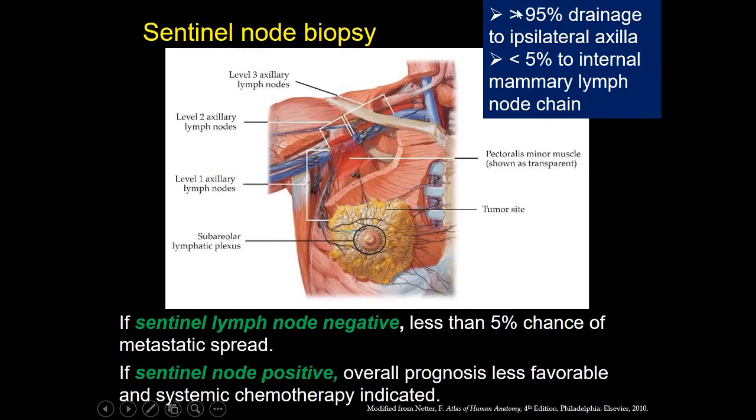And the reason we can do it is, again, remember that the lymphatics drain to the subareolar plexus, which greater than 95% of that drainage goes to the axilla. The reason the sentinel lymph node biopsy will work is that if a node is negative, then the patient has a less than 5% chance of metastatic spread. If it's positive, the overall prognosis becomes less favorable, and they typically will be receiving systemic chemotherapy.